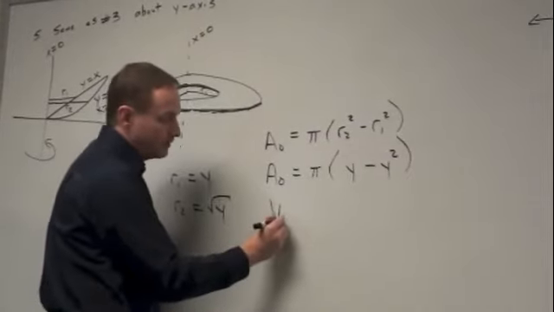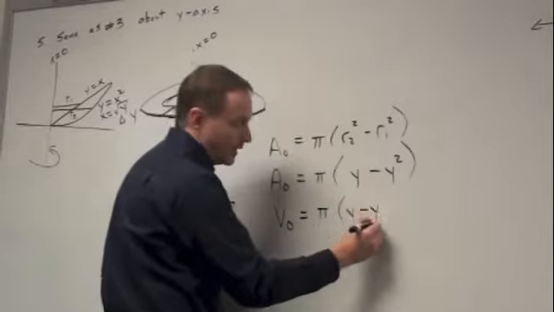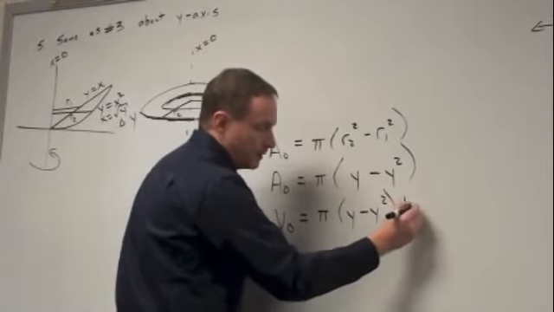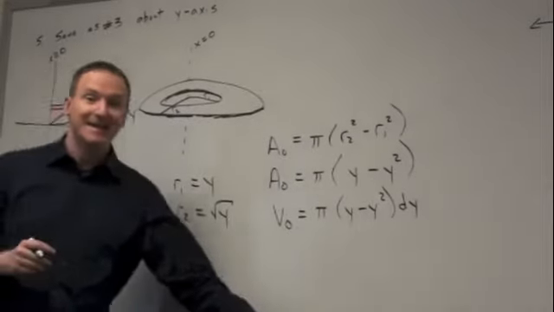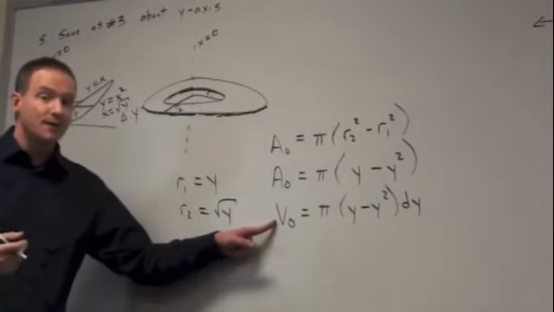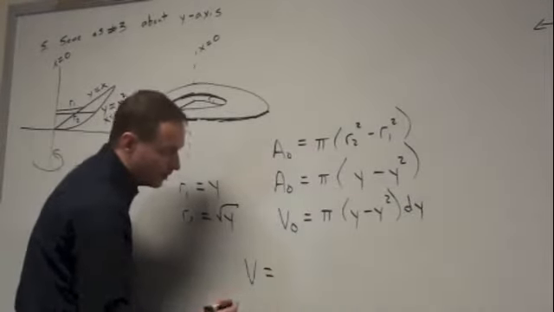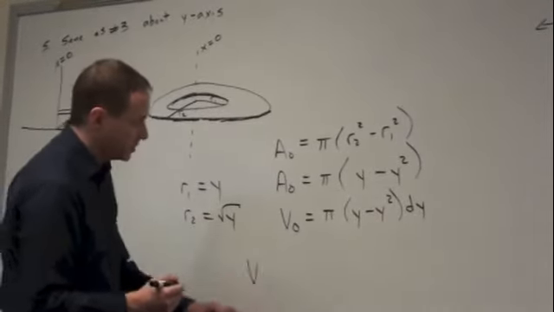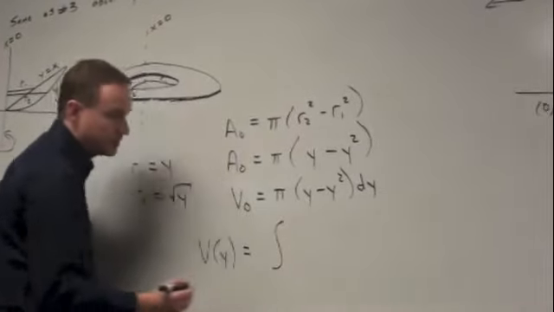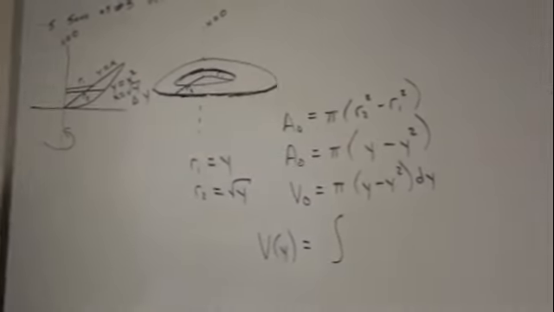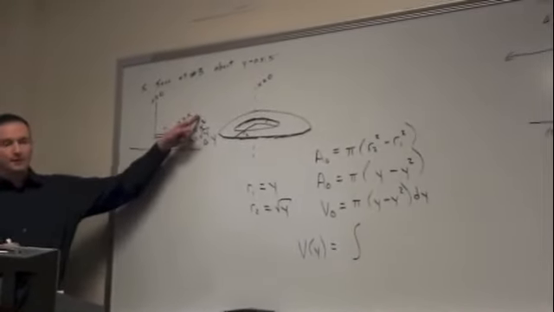So the volume of a particular cross section is going to be pi times y minus y squared dy. Then I can say, if that's the volume of a cross section, then the volume of the entire region, no problem. Now this is going to be a volume function in terms of y, of course. So the volume in terms of y is equal to the integral from where y starts in this region to where y ends in this region.